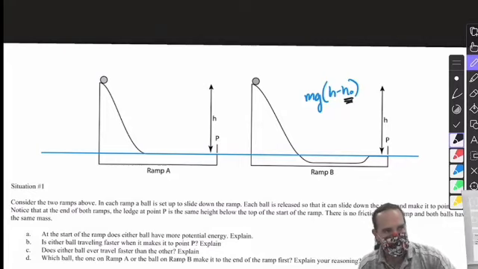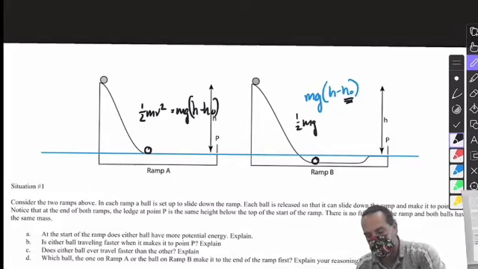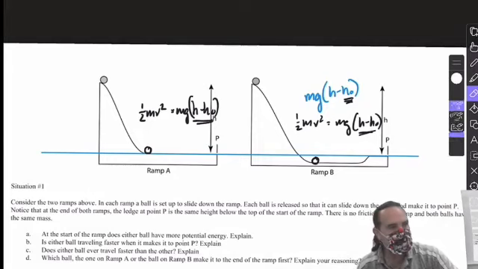If I was to release each of these two, how would you figure out how fast this ball is going compared to this ball? How would you do it if I asked you to calculate it? I would agree. So in this case, I'd have 1/2 mv squared equals mg(h minus h naught). And this one I'd have the same thing, right? Now, on which side would this part be bigger?